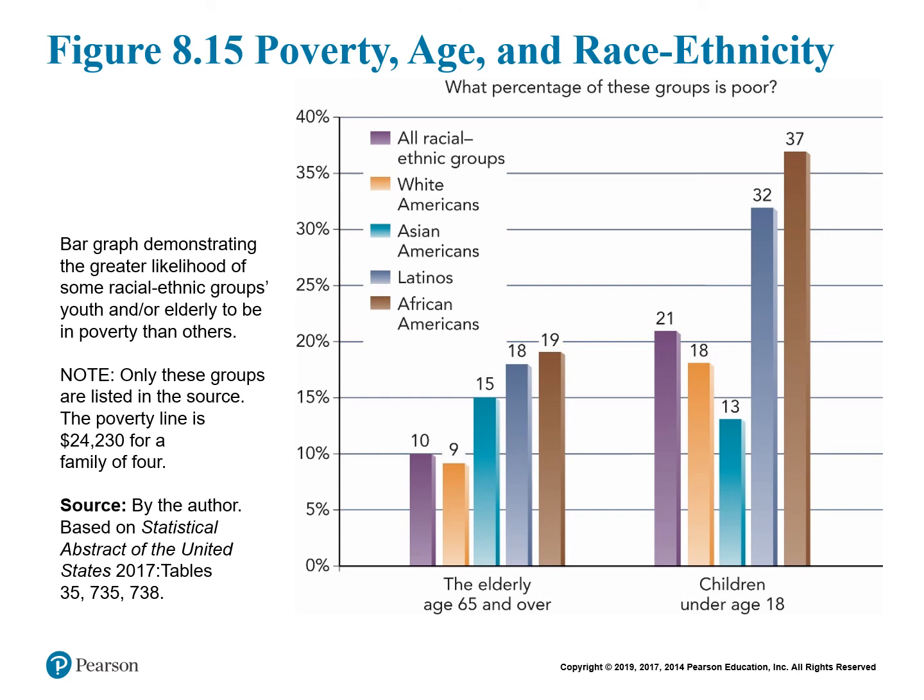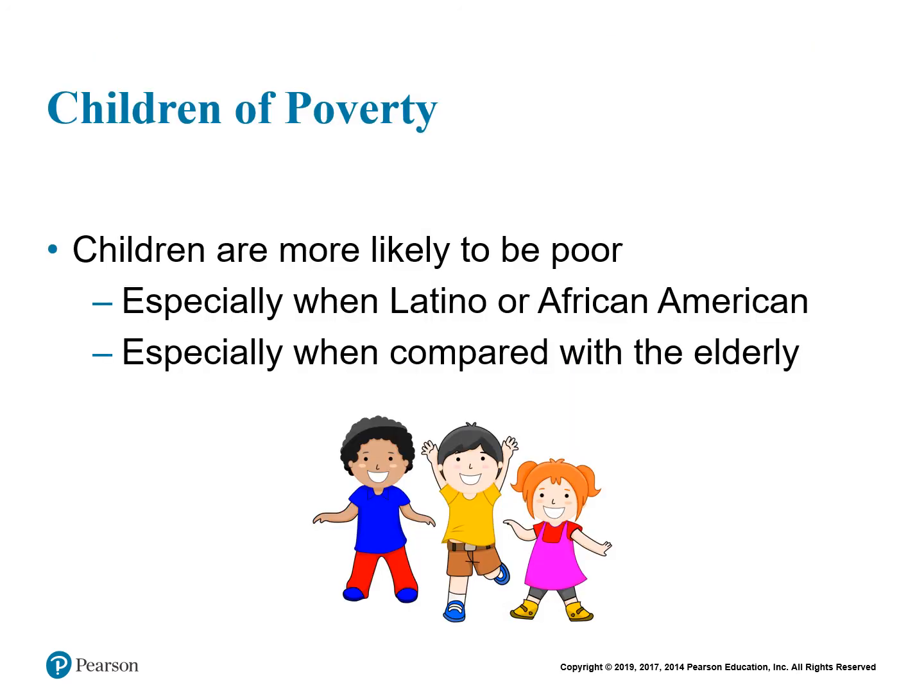But here the poverty line is $24,230 for a family of 4. That's that poverty line figure we discussed earlier. Children are more likely to live in poverty than our older adults or even the elderly. This holds true regardless of race, but poverty is much greater among minority children. One major reason is the large number of births to women who are not married, about 1.7 million. So children are more likely to be poor, especially when they're Latino or African American, as we saw on that table, and especially when compared with the elderly.